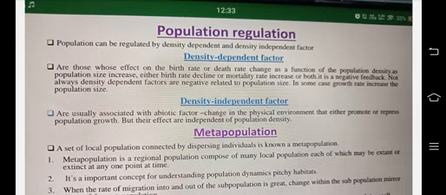Population regulation. Population can be regulated by density dependent and density independent factors. Density dependent factors are those whose effect on the birth rate or death rate changes as a function of the population density. As population size increases, either birth rate declines or mortality rate increases or both. It is a negative feedback.